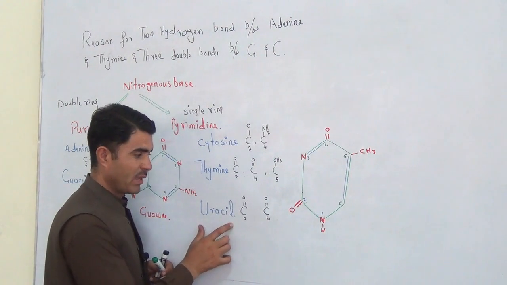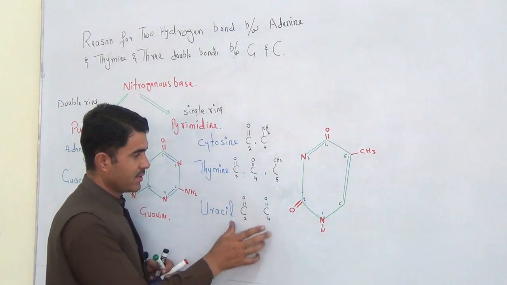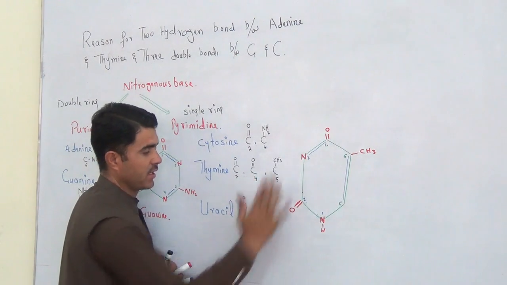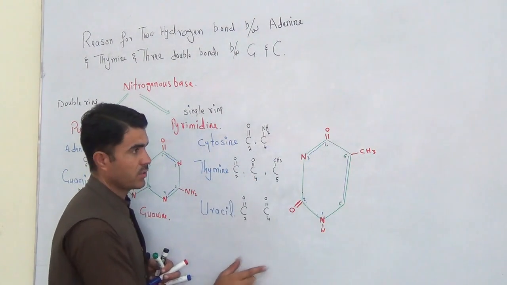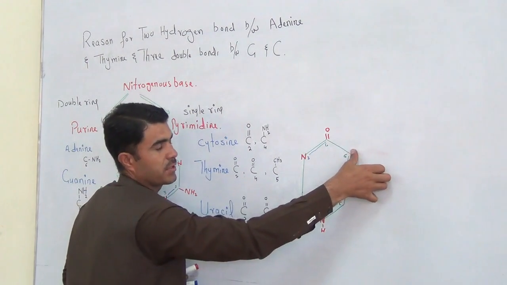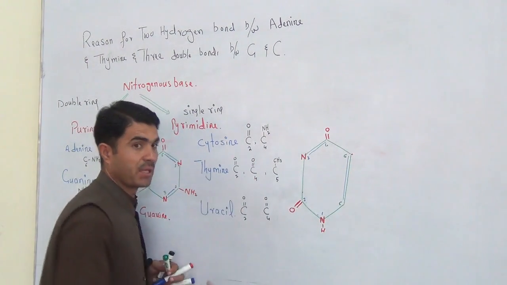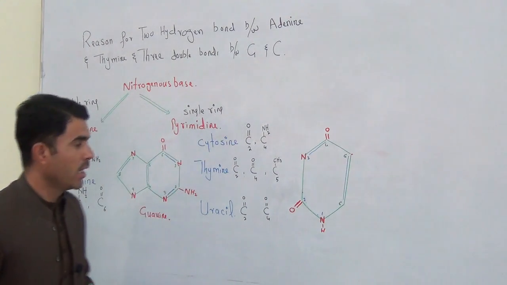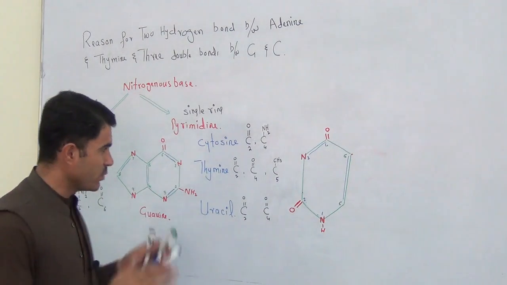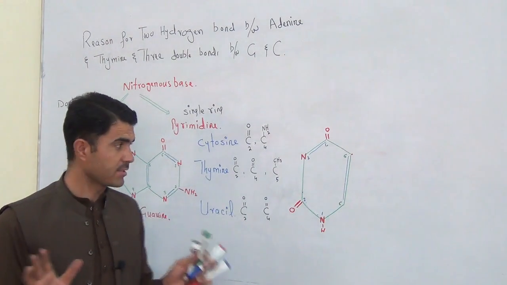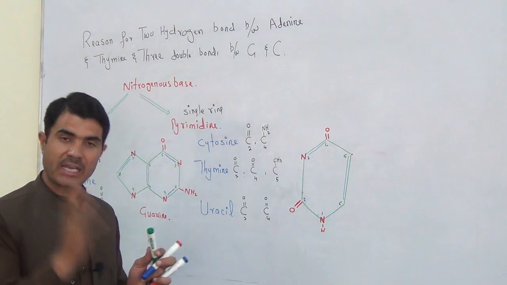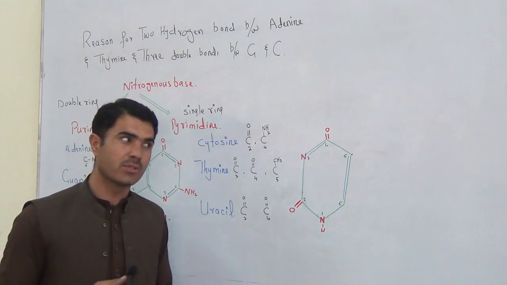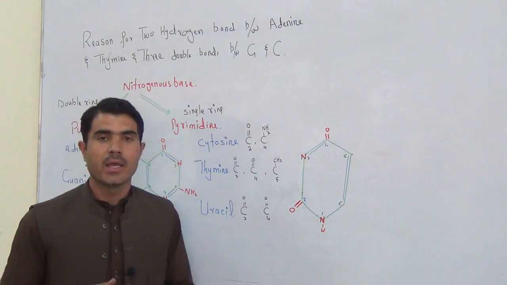And for uracil, the structure is just like thymine. You just minus the C5 methyl group. If it is not there, uracil looks like thymine. So you just remove this C5, and thymine becomes uracil. So if you know the structure of thymine, uracil is very easy. I hope, dear students, in this way you got the structure of pyrimidine and purine.